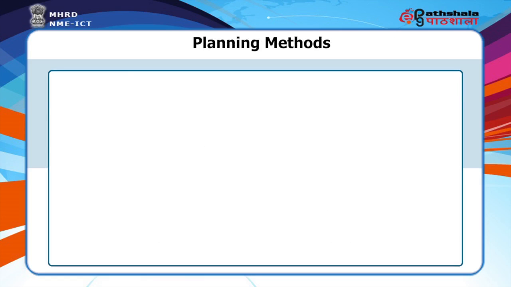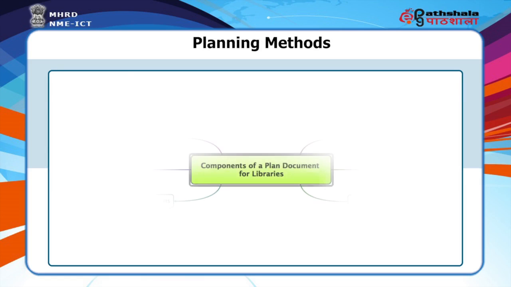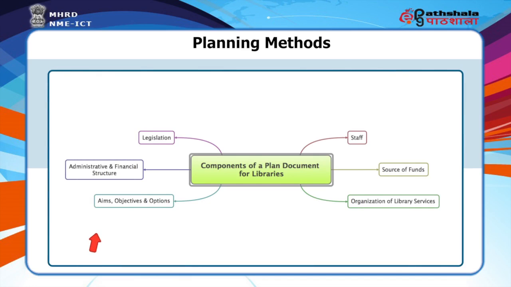Planning methods. A planned document for libraries should have the following components: aims, objectives and options, administrative and financial structure, legislation, staff, organization of library services, sources of funds.